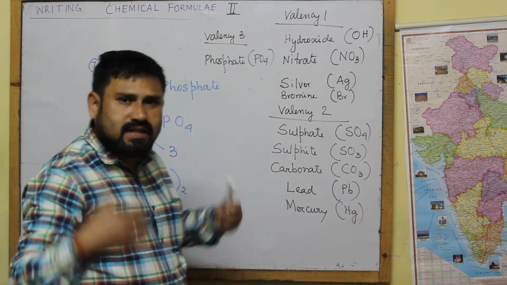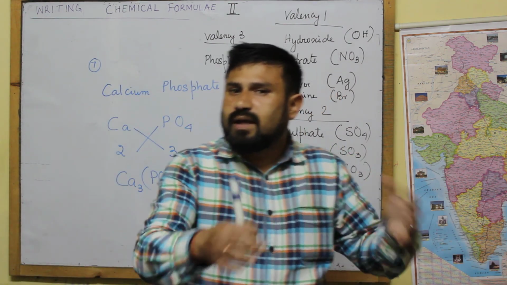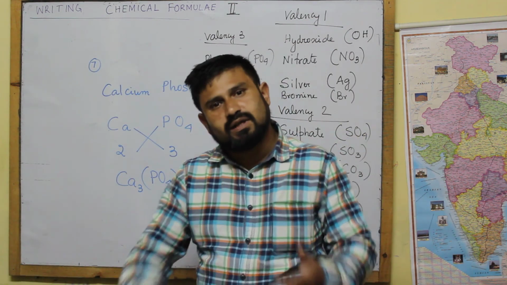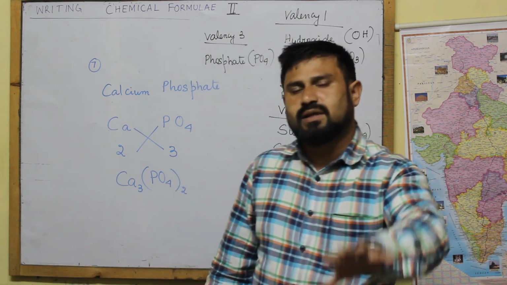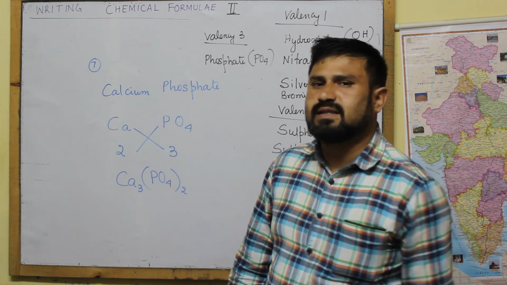There are many more examples, you can keep going with it. Once you are really sure with the formulas, you are done with chemistry. Chemistry, basically, if you know how to write the formulas, is 70 to 80% of chemistry.